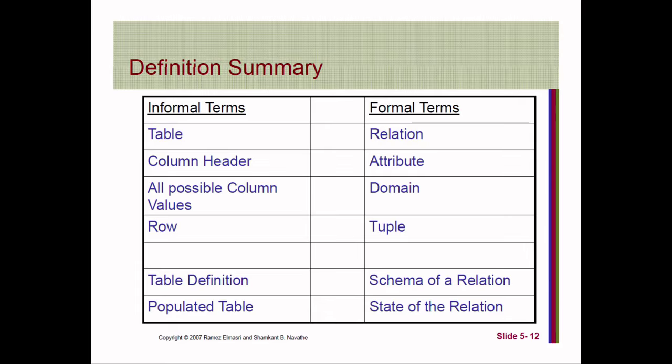So, the mapping between informal terms and the formal terms used in the relational model. Informally, what we call a table is formally known as a relation. A column header is called an attribute of the relation. All possible column values is the domain of the attribute. A row in the table is formally called a tuple in a relation. Table definition is the schema of the relation. And a populated table, meaning the data content of the table at a particular time, is the state of the relation.